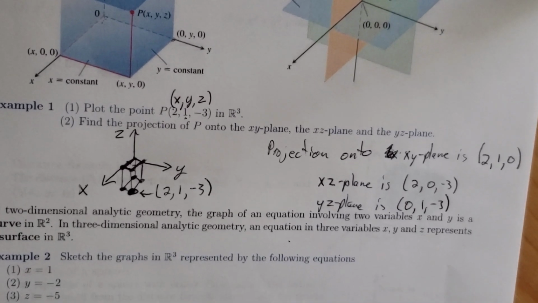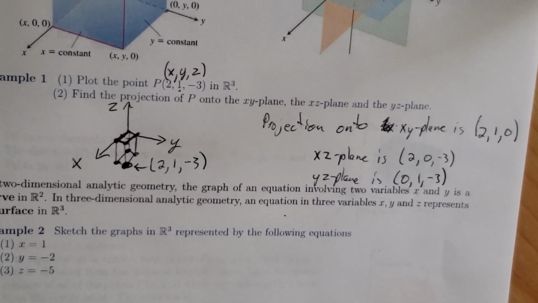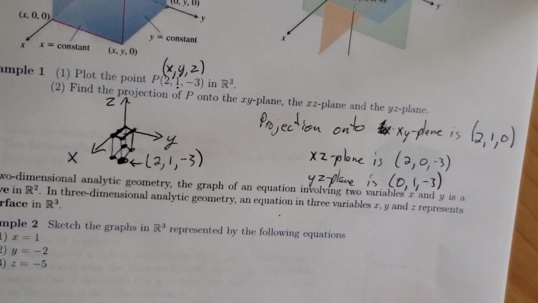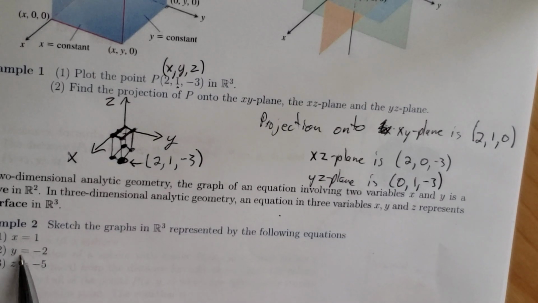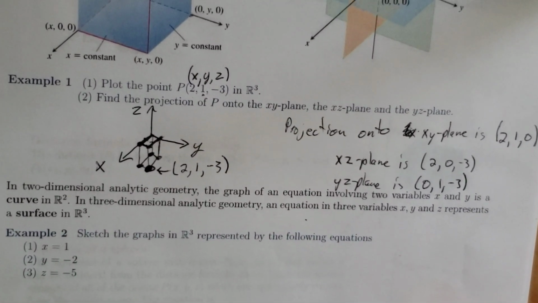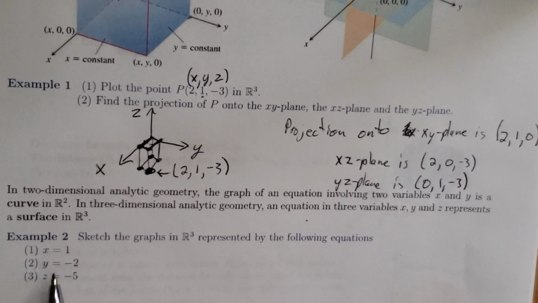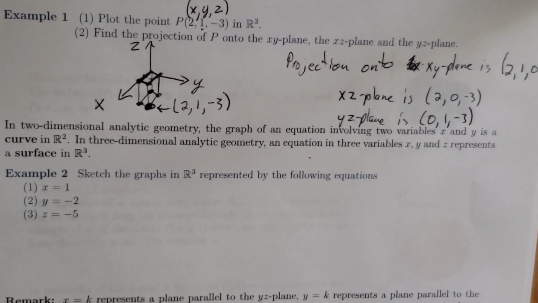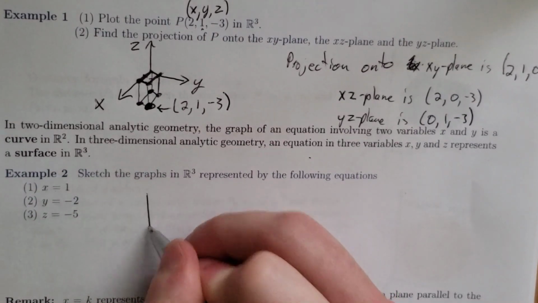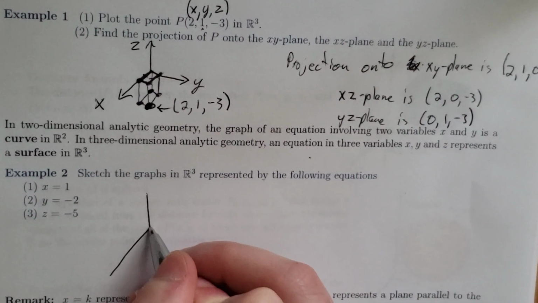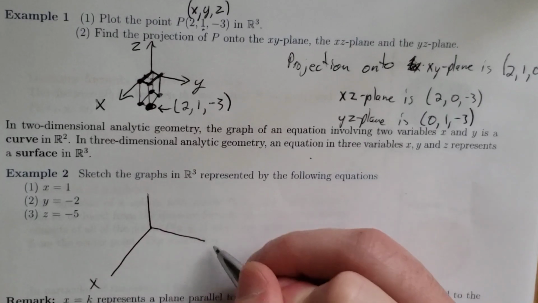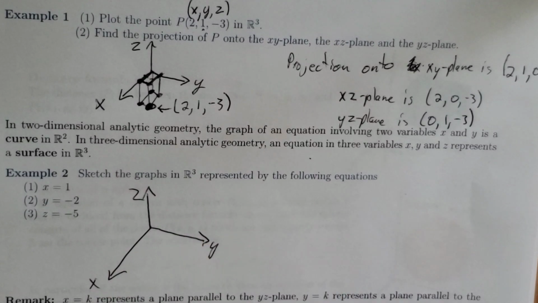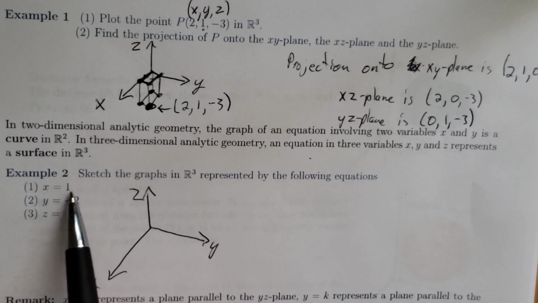Okay, so the next thing we want to do is get some practice drawing some surfaces. In particular, these 3 surfaces. So let's do that. Draw our coordinate system again. Positive x, positive y, positive z. We want to sketch the surface x equals 1.